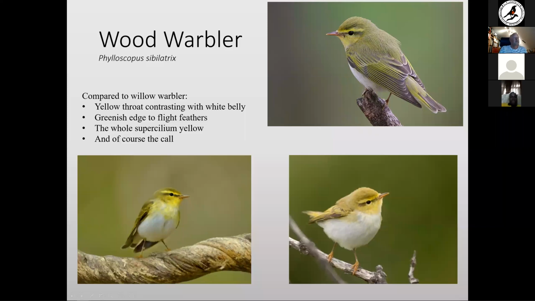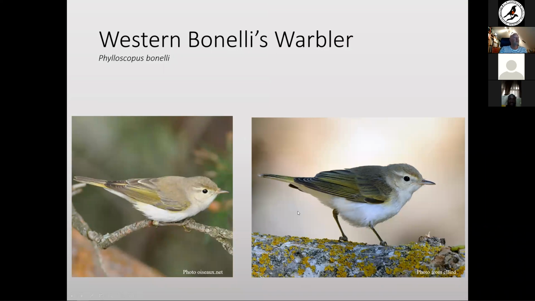The next species is quite similar in a way to the Wood Warbler. It has this similar green on the wing. It's white on the belly, but that's not yellow. What is very typical for Bonelli's warbler is that when you see it, it looks like half the bird is gray, the front part of the bird is gray, and the back part is green. So it's like a two-colored bird, gray and green.